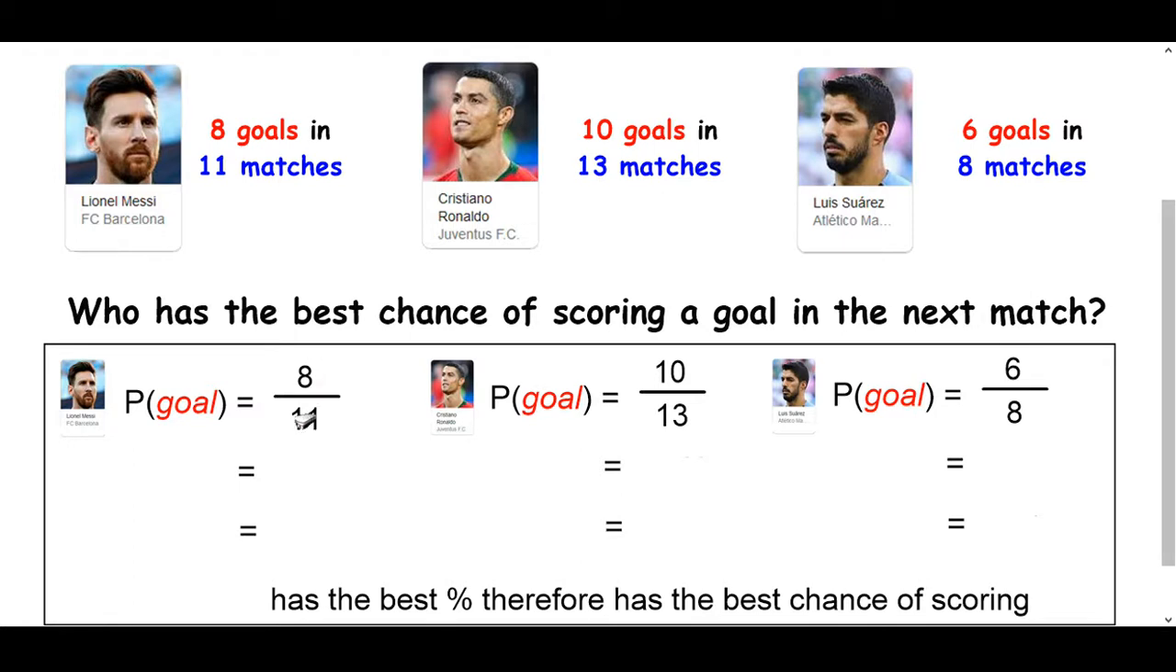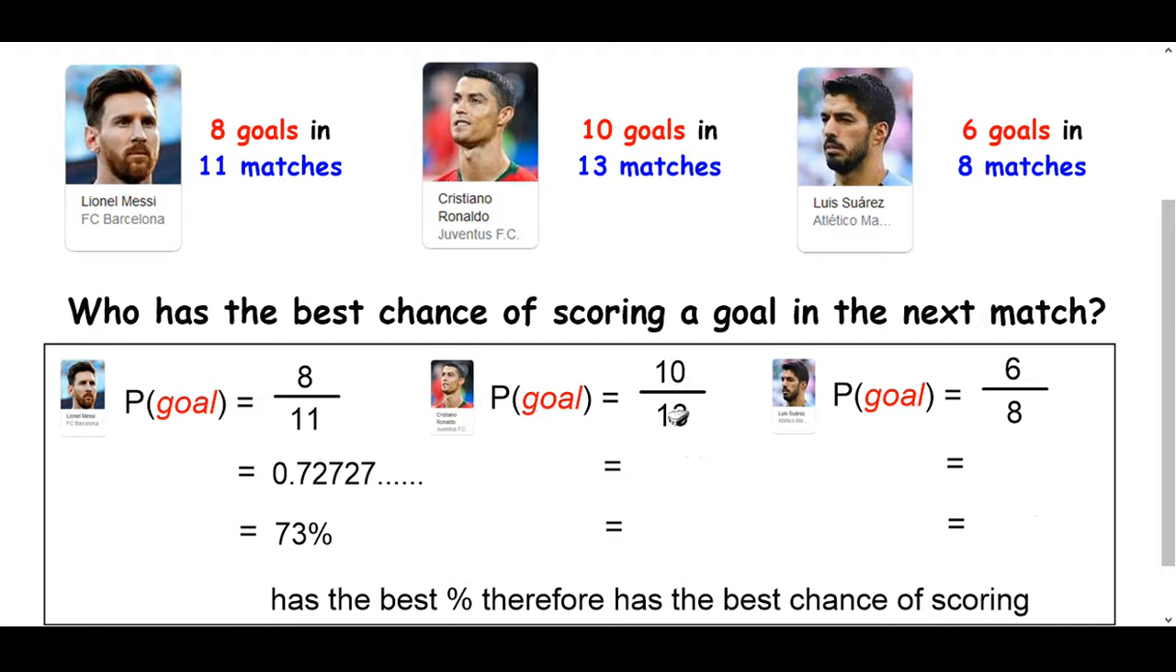So in order to turn it into a decimal, just do 8 divided by 11. That's a divide sign in maths. And you'll get 0.727272. And if you times it by 100, it turns it into a percentage. So that would be 72.7, just round it to 73%. Okay, so we've got Messi scoring in 73% of the last 11 matches.